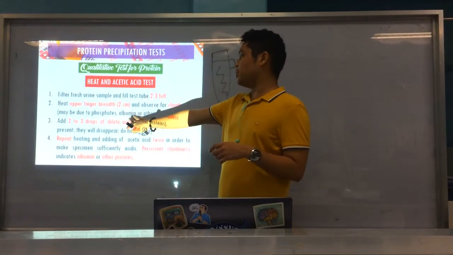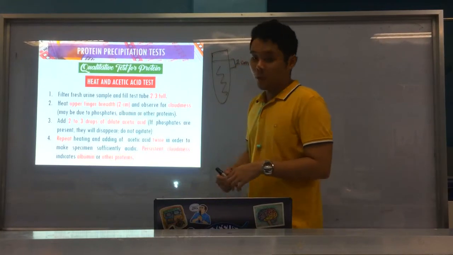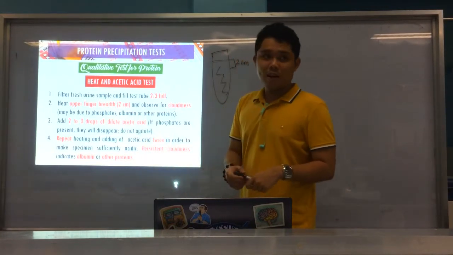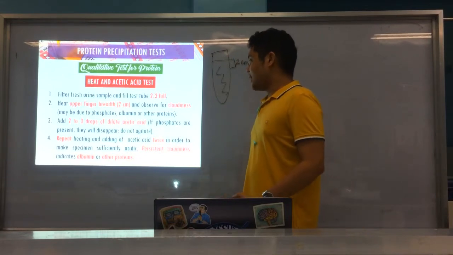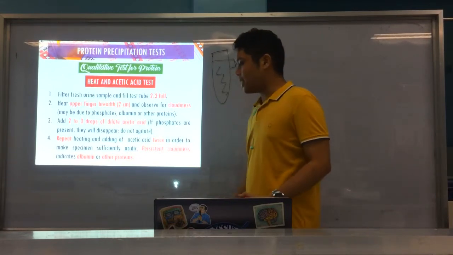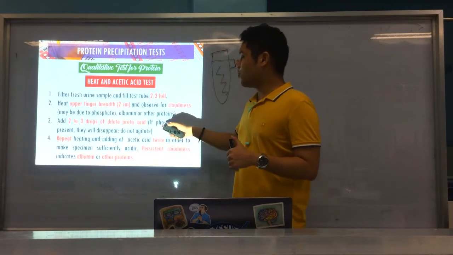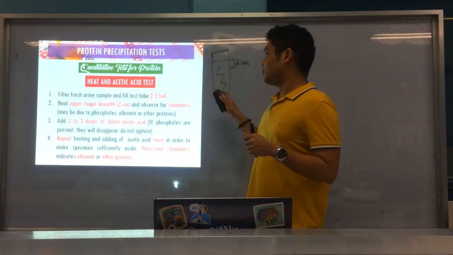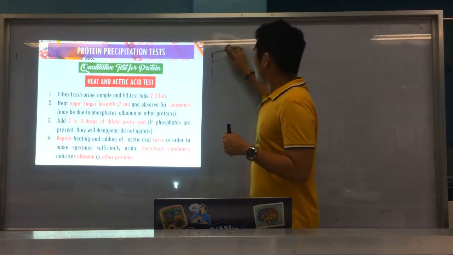Okay? And this may be due to phosphates, albumin, and other proteins. After we observe turbidity, we now add 2 to 3 drops of acetic acid. And the purpose of the acetic acid is, when you add acetic acid, if the cloudiness disappears, it is because of phosphates. Okay?